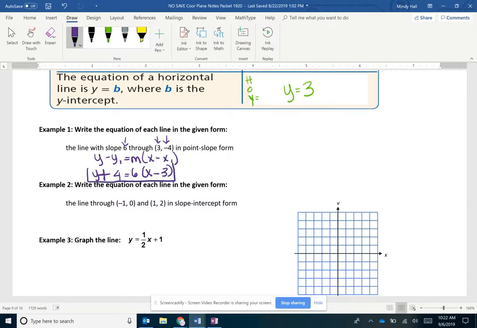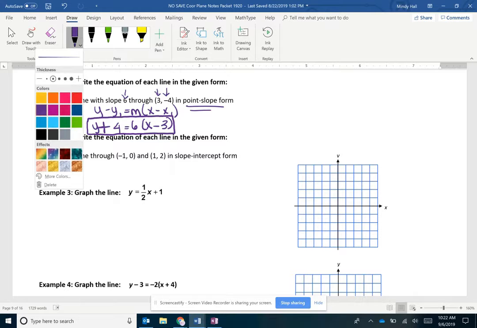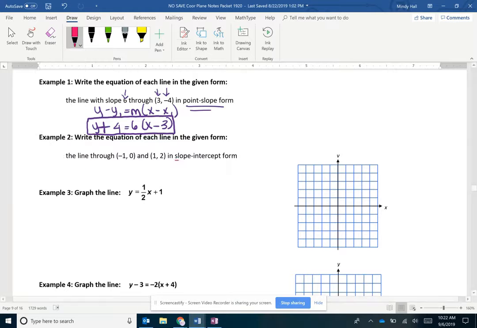And even though it may be tempting for you to put it into slope-intercept form, because he asked for point slope form, just leave it in that form. So then I have a line that goes through the points (-1, 0) and (1, 2), and we want it in slope-intercept form. So since it's slope-intercept form, I know I'm going to have y equals mx plus b, but I don't know my slope and I don't know my y-intercept. So first I'm going to find my slope.